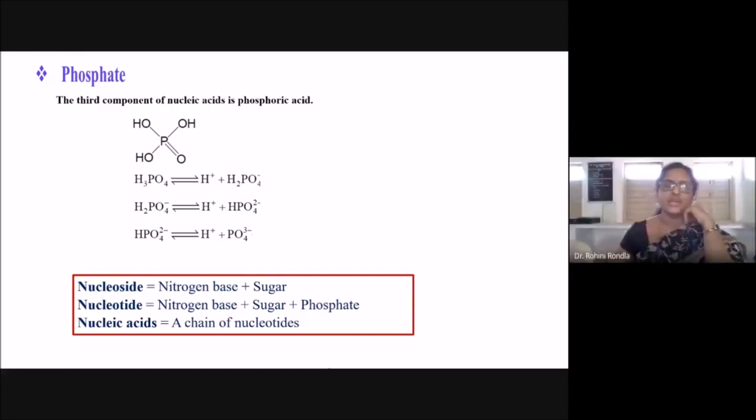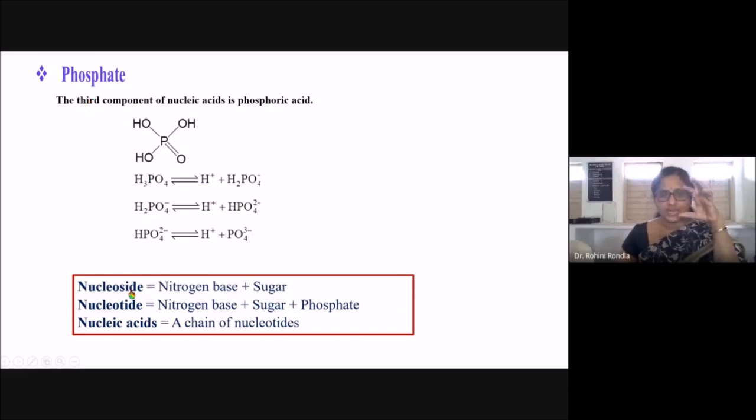H3PO4 can form different types of anions, right? If it loses only one H+ ion, it gives dihydrogen phosphate. If dihydrogen phosphate loses another H+ ion, it gives monohydrogen phosphate. If monohydrogen phosphate loses an H+ ion, it gives simple phosphate. Dihydrogen phosphate, monohydrogen phosphate, and phosphate groups.